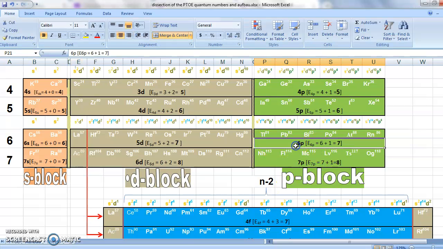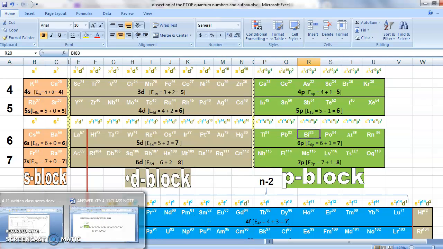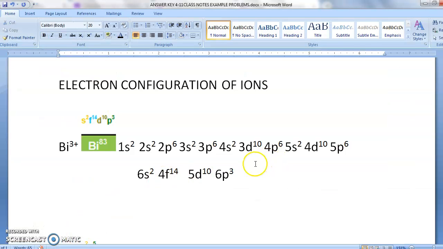I am now in the 6p. 1, 2, 3. Bismuth is the third one over in the 6p. I'm pretty sure I have my configuration correct, but now I want to check the total number of electrons. This is bismuth 83. I have not made it 3+ yet.